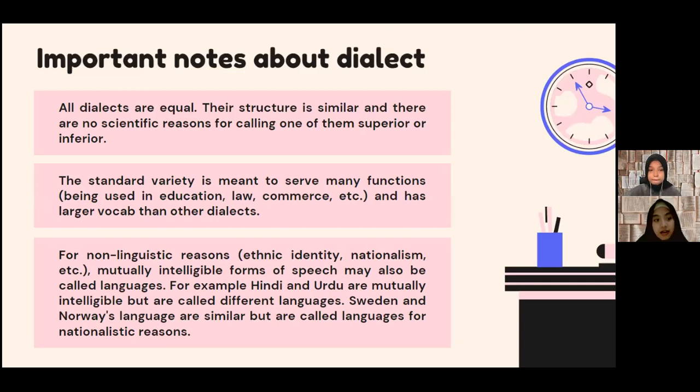And the last, for non-linguistic reasons, for example, ethnic identity and nationalism, mutually intelligible forms of speech may also be called languages. For example, Hindi and Urdu are mutually intelligible, and the languages of Sweden and Norway are similar, but those are called languages for nationalistic reasons.